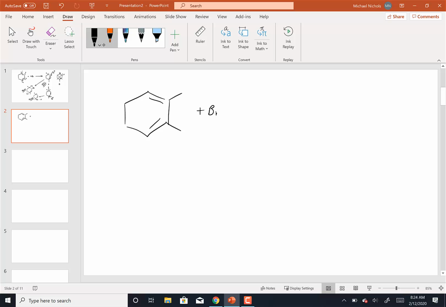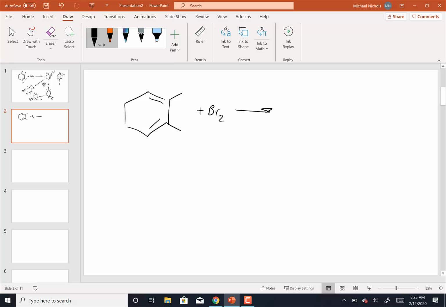Let's go ahead and add a Br2 just so I can show you what that would look like. And what's the kinetic and what is the thermodynamic product of this reaction? And I'm going to show you a slightly different way to approach the mechanism, and then you can figure out which one works best for you.